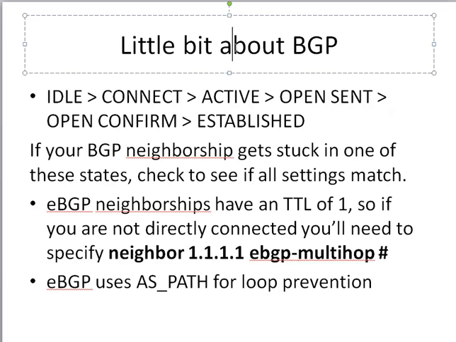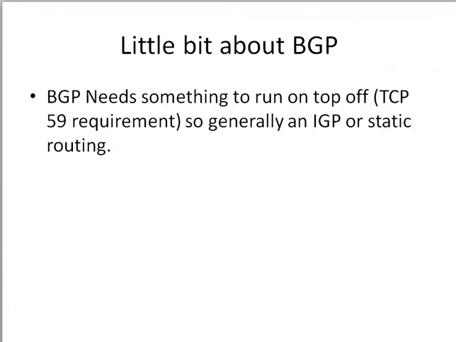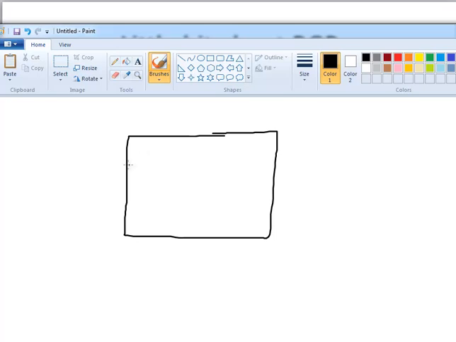Also, real quick, BGP needs something to run on top of. One big difference between interior gateway protocols and BGP is that interior gateway protocols can pretty much run by themselves. It's almost like a sandwich, with a couple of different layers. Let me bring my paint out. So you have your router here, which is your hardware.